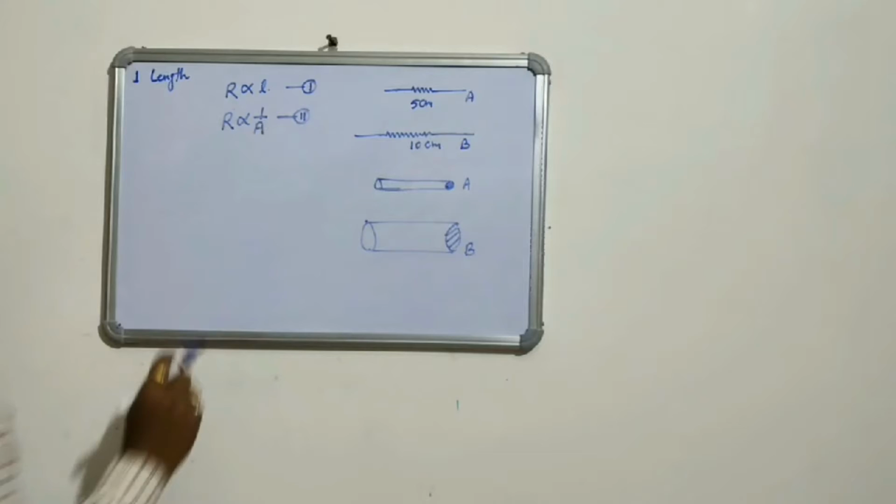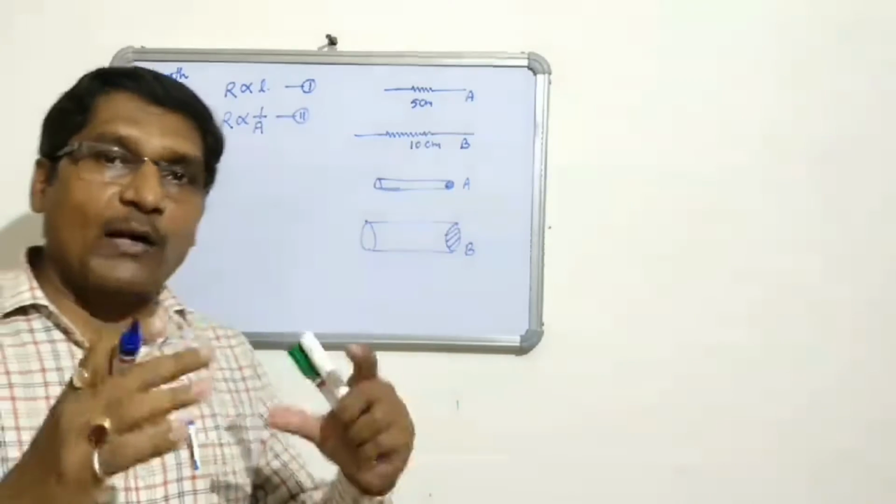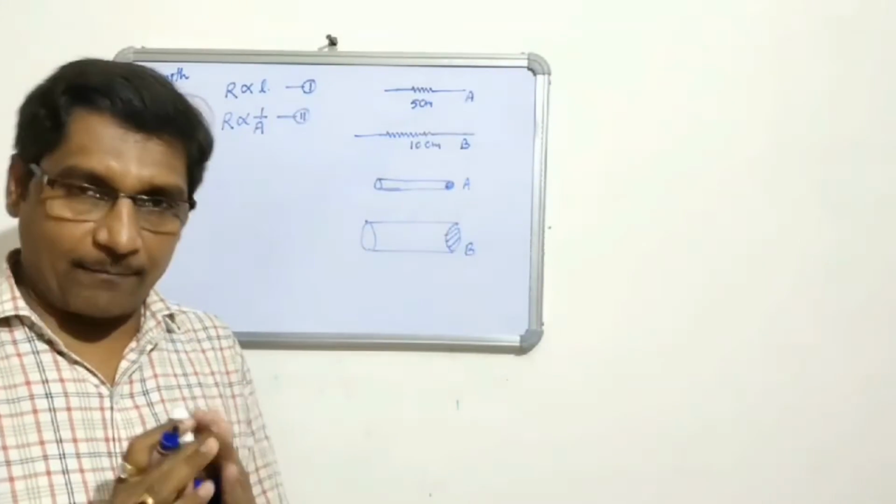That means एरिया बी का ग्रेटर है तो ए का रेजिस्टेंस भी बी का रेजिस्टेंस लेस होगा. मीन्स थिक वायर हैज लो रेजिस्टेंस and thin wire has more resistance if the material is same.